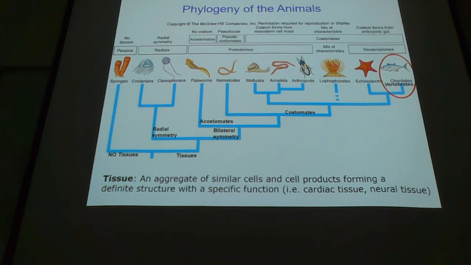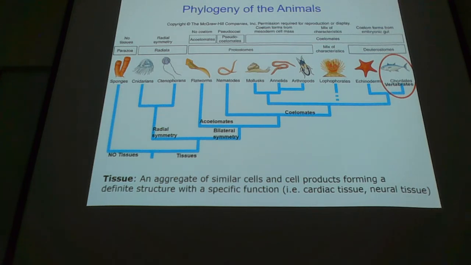Refers to chorda, cord, a rope-like structure that evolves in the embryo. That could become a spine. In us, it becomes a spine, but in some chordates, it does not become a spine. It stays as a gelatinous thingy, as we will see.